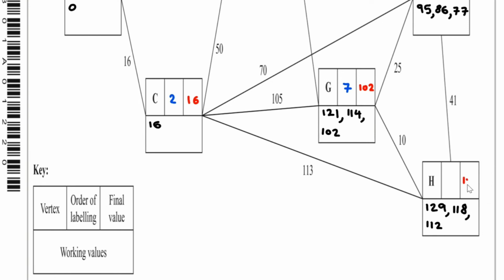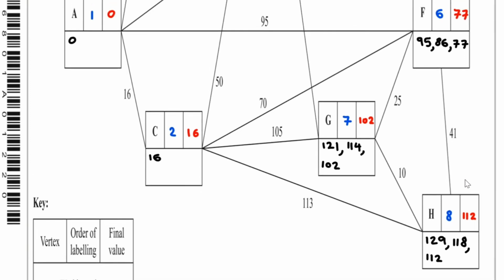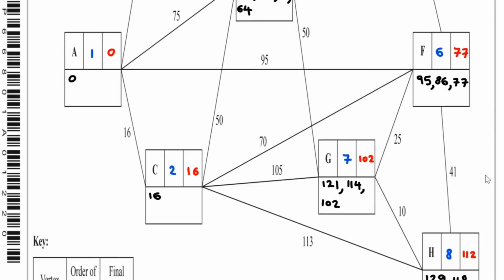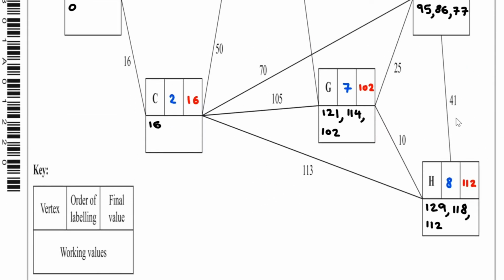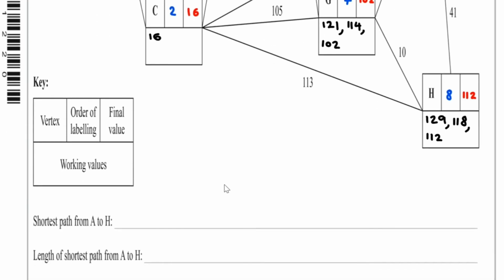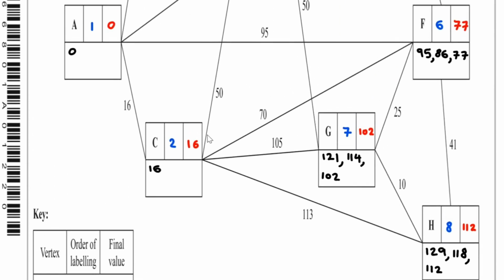H has a final value of 112, and it has an order of labelling 8. So this is the complete diagram. Now we have to state the shortest path from A to H. Well, essentially what we need to do here is work backwards.